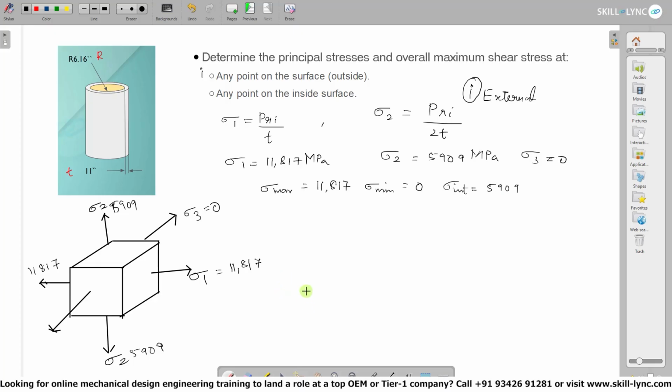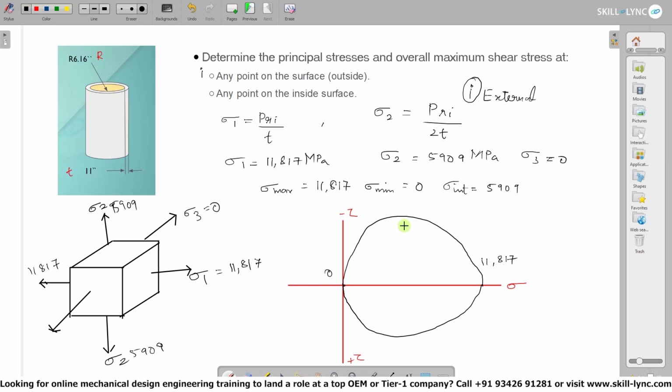And as for the Mohr circle, first we'll draw the coordinates and label them tau and sigma. Our first value, which is the minimum value, is going to be 0 and the maximum value is going to be 11,817. So we can draw a circle for these two values.